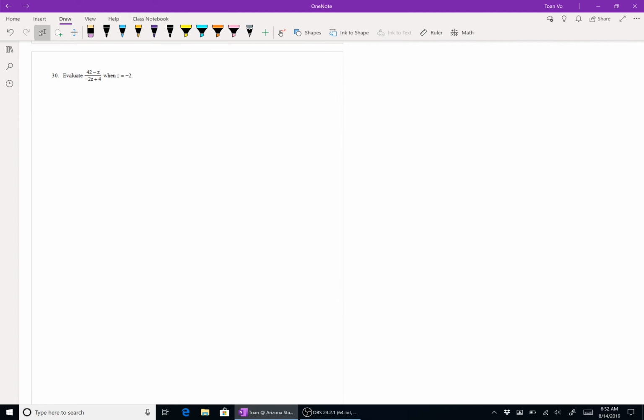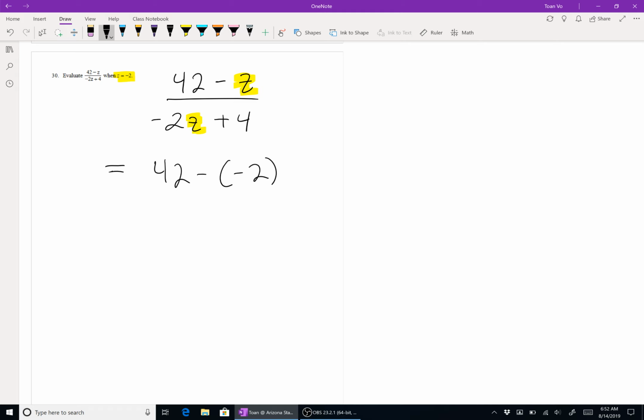Number 30 is an evaluation problem, so it's just like, I think it was number 28. Just go ahead and wherever you see the letter, you substitute it for whatever number they tell you. So in this case, wherever I see a Z, I'm going to change it to a -2, and again, I always use parentheses. So this is 4 times 2 minus -2 over -2, parentheses -2 plus 4, and then you just go ahead and do math. So the numerator is 44, and the denominator is 8, and then you go ahead and simplify that as much as possible. So that's what, 11 over 2.